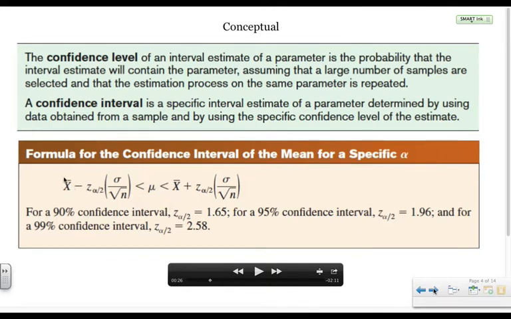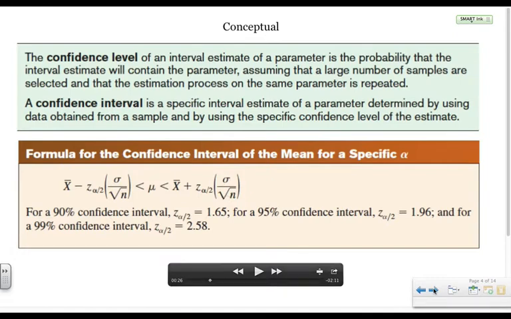So we do this by taking the sample mean that we found and we subtract a z-score. Now it says alpha over 2, which means that I need to divide my confidence interval in half so that I have half on the top and half on the bottom. And then you take the standard deviation divided by the square root of n. And then we take the mean plus that same number, the standard deviation divided by the square root of n.